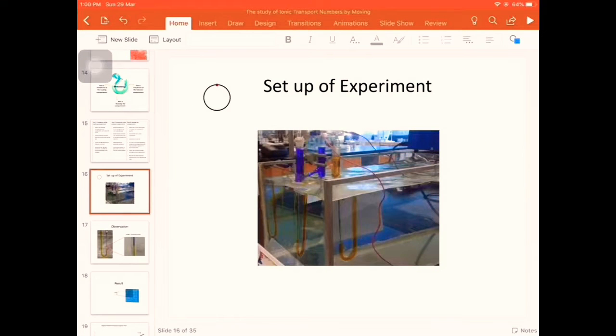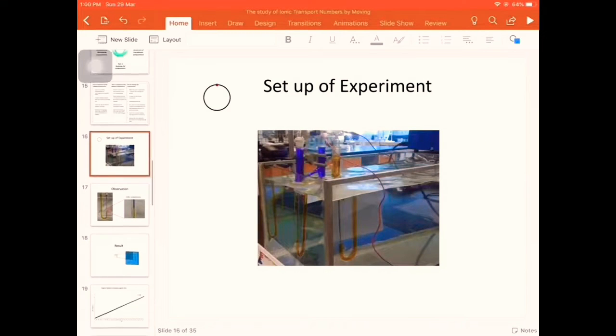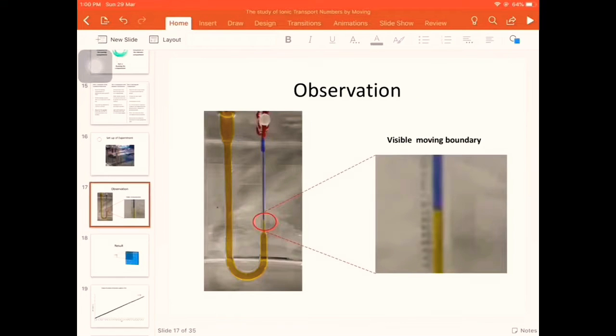And as you can see on the screen, this is the setup for the experiment, and you can see the observation here. From this observation you can see exactly that the boundary is moving downwards. It follows the current's direction. So by principle, we know that this fulfills the definition of electrical mobility per unit electric field.